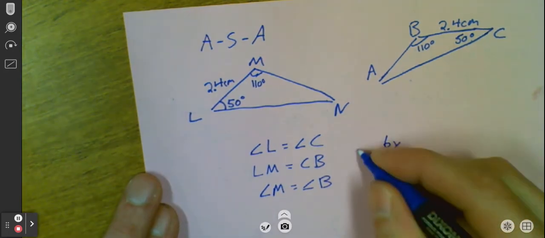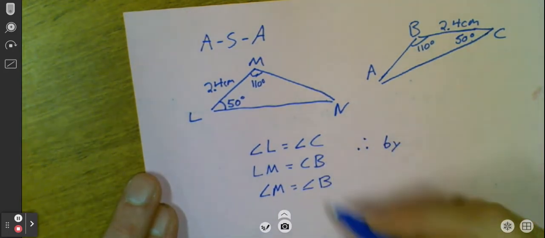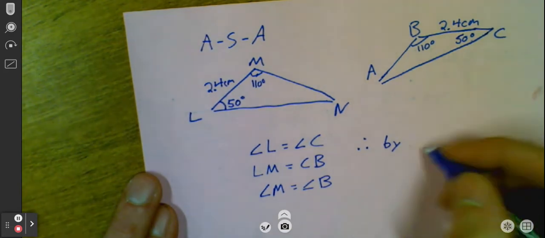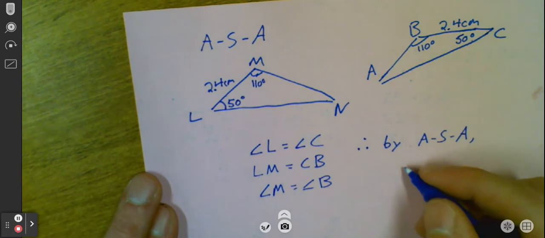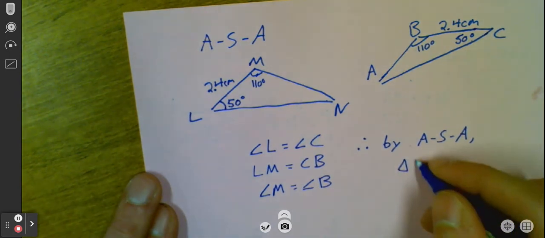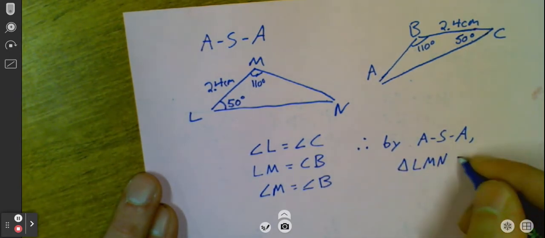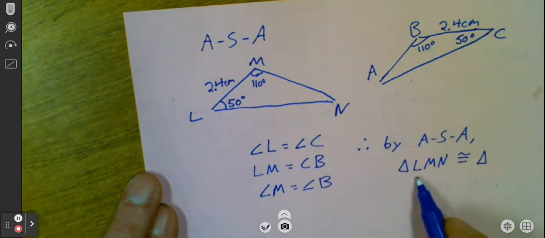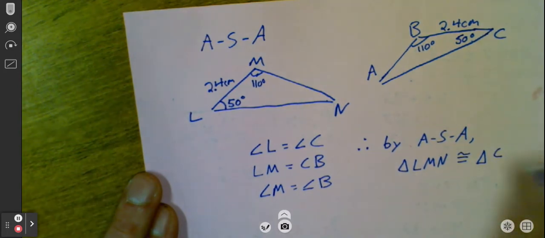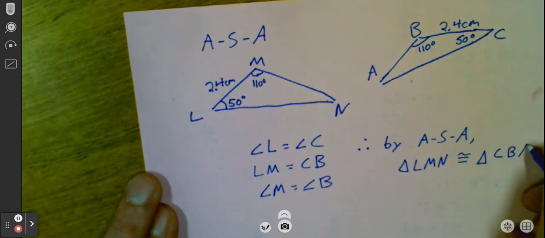So I've said I've got angles are equal, side, and then the next angle. So I can say, therefore, these are the facts that I observe, and therefore I can conclude that by angle, side, angle, triangle LMN must be congruent, the same shape and the same size as triangle. And I want to be careful that I name it correctly. So L corresponds with C, M corresponds with B, and of course N must then correspond with A. So there's my congruency statements.